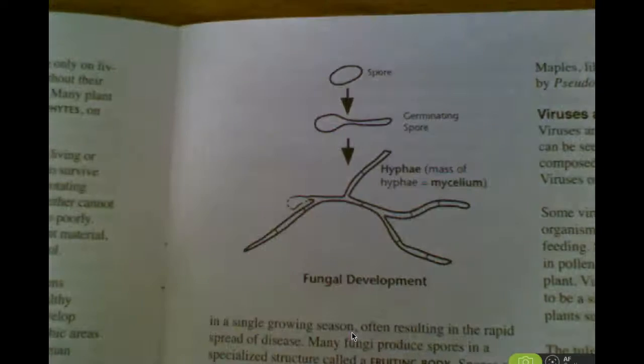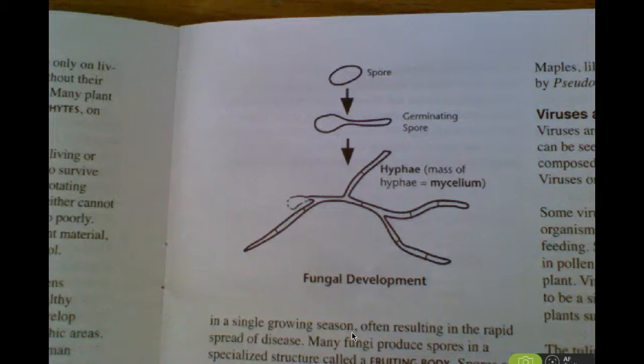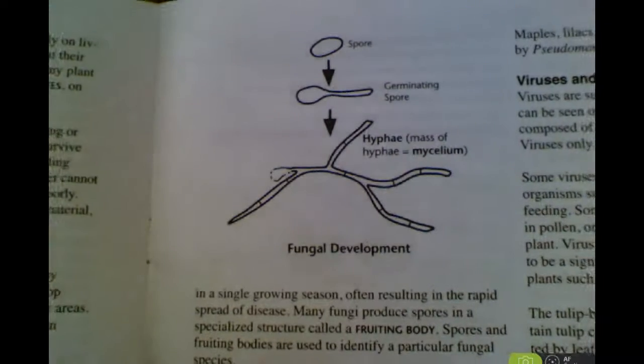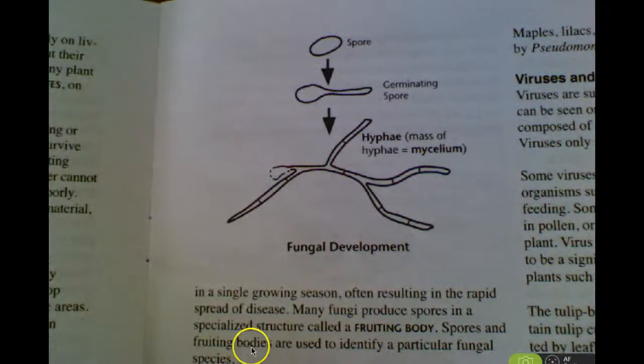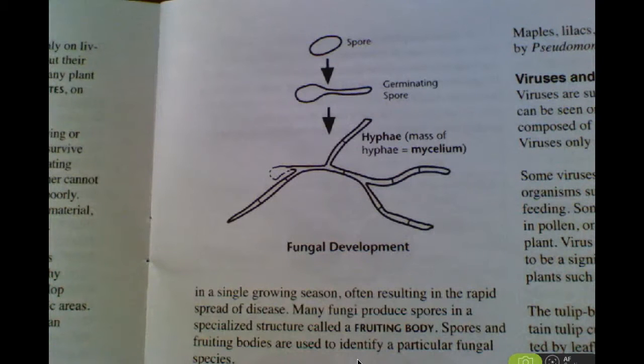Okay, and in your book on page 25, it actually shows you fungal development. It starts with a spore. Your spore germinates. It starts producing hyphae. The hyphae start growing. And then when you get a mass of hyphae, they're called mycelium. Okay, and then after we get this mycelium, they mature and they will produce a fruiting body. And whatever fruiting body that spore produces is what that fungal species is determined to be. So that's how they determine fungi groups or species, by fruiting bodies.